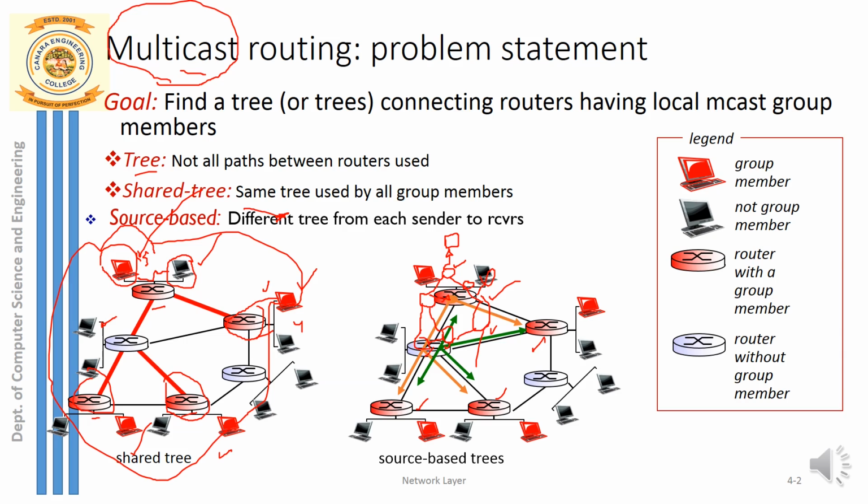Now one more tree I'm going to consider. The next tree will have a different source. This source will now be sending, and all the other nodes will act as receivers. That becomes a different tree. Again, if the third node acts as a source, that becomes a third source-based tree. So source-based trees mean we can have different tree structures for different sources. But what about the shared tree? It is the same tree structure for all the multicast group members.